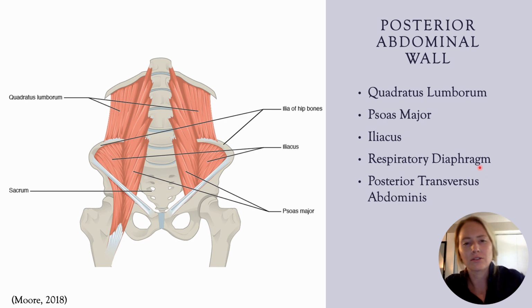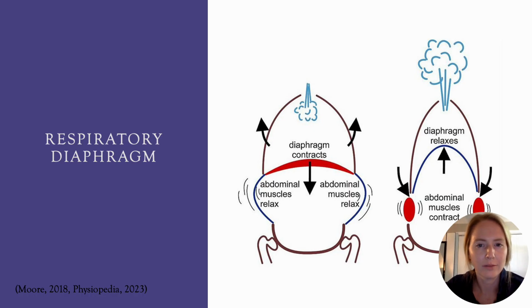Let's see, and also in our posterior abdominal wall, we do have the posterior fibers of the transverse abdominis and also the respiratory diaphragm. We're going to go more into the respiratory diaphragm in just a minute, and the TA muscle functions just how we just discussed. Okay, now we are going to talk more about the respiratory diaphragm.